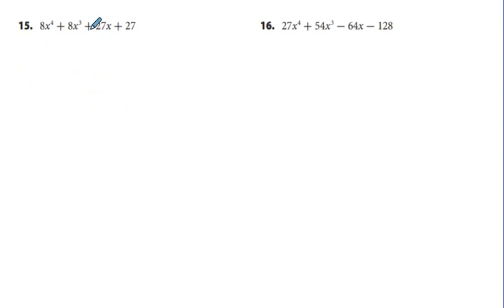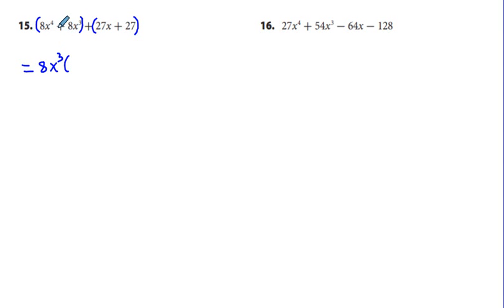Okay, we look for the proportions. We have 8x to the fourth power plus 8x cubed plus 27x plus 27. And so in this first group, again we're going to take these two groups. In this first group, our common factor is going to be 8x cubed.